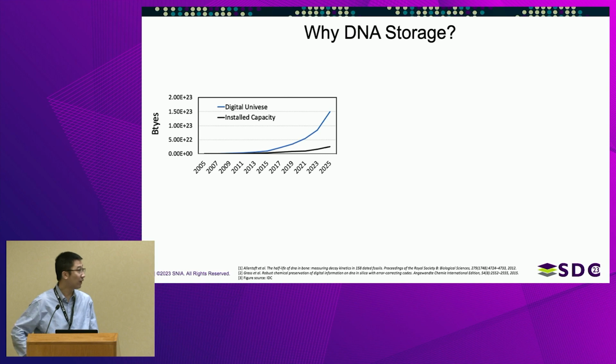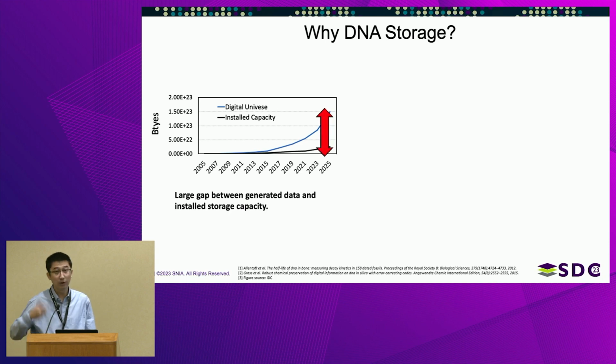Here is one figure to indicate the different trends of the digital universe and the in-store capacity. Based on this figure, you can see that after probably around 2030, the gap between these two curves becomes larger and larger. In other words, the in-store capacity cannot catch up with the increase of the digital universe. So people are looking for new or emerging storage media to store this large amount of data.